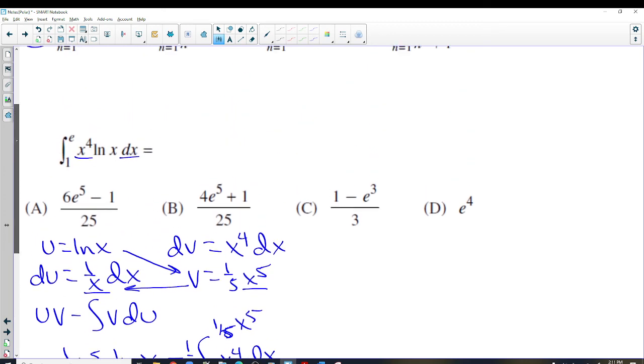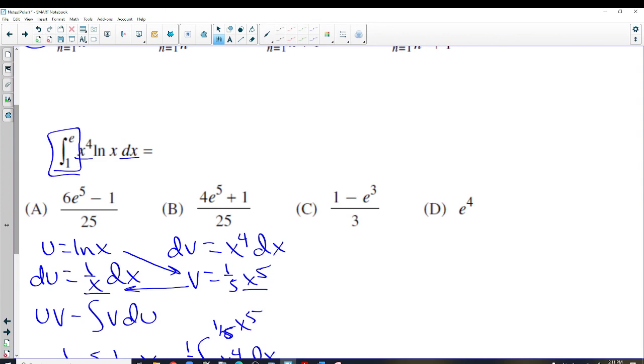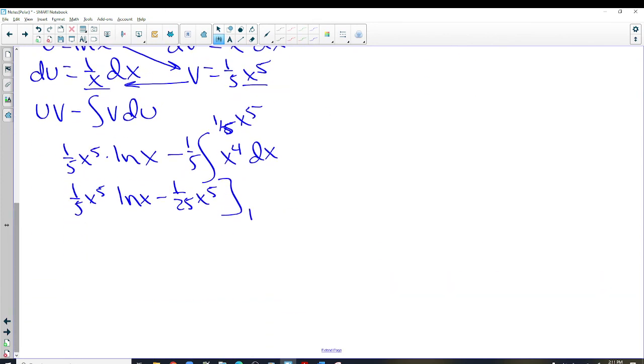And this is a definite integral, 1 to e. So e to the 5th, 1/5, but natural log of e is 1, so really times 1, minus 1/25 e to the 5th, minus, if I plug 1 in, natural log of 1 is 0, so 0 minus 1/25.